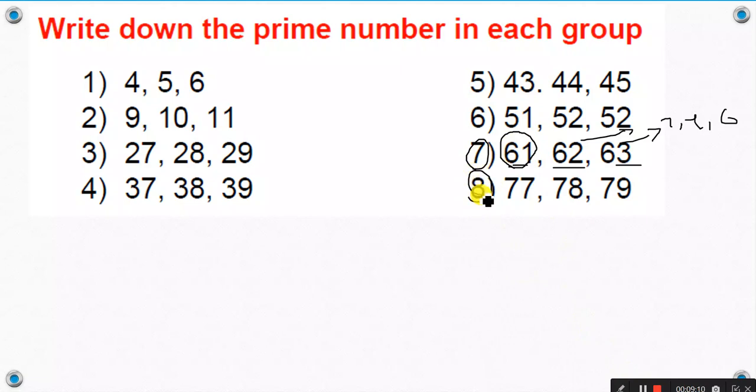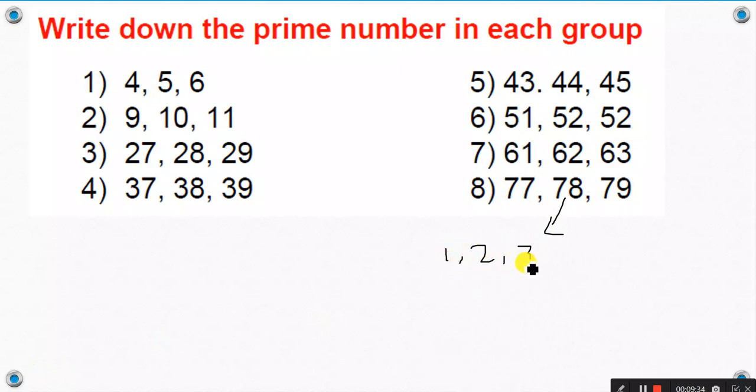Question number 8, we have 77, 78, 79. Here 77 is divided by 1, by 7, by 11, and by itself. So 77 is not a prime number. 78 is also not a prime number, because 78 is divided by 1, 2, 39, and itself also. So it has more than 2 factors, so it is not a prime number.